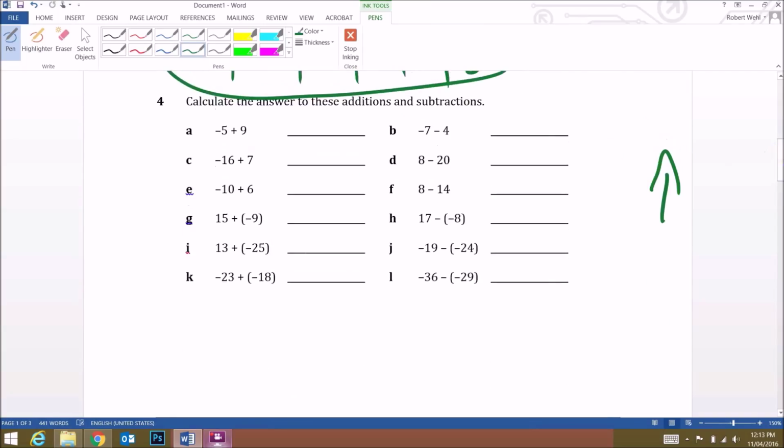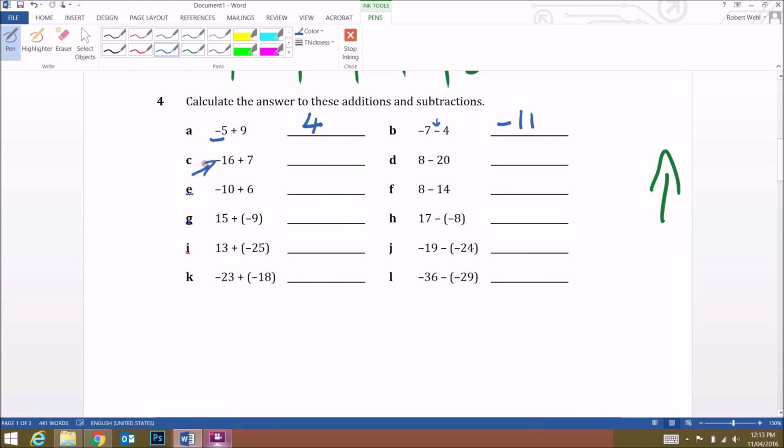Alright, calculate the answer to these additions and subtractions. So, -5 plus 9. If I owe someone $5, and then I bring $9 to school, once I pay them back, I'll be left with $4. Here, I've got -7. So I owe someone $7, and then I take another $4 from them. So that means that I owe them now $11.